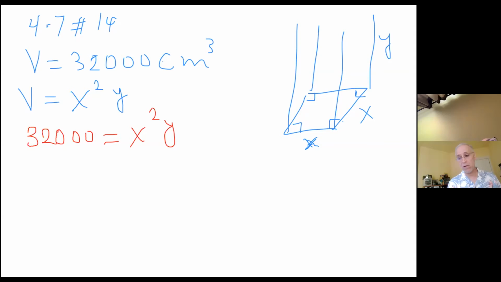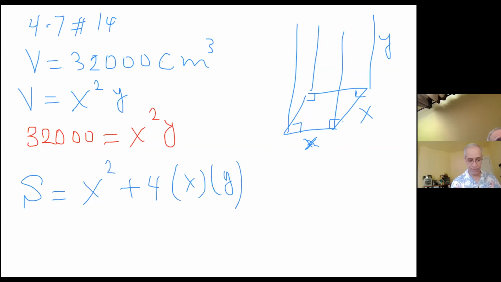But the problem is talking about the surface area. What is the surface area for this box? Since it doesn't have a top, then I have x to the second for the area of the base, plus 4 times each side, which is going to be x times y. And right now I do have a problem. If I want to take the derivative of this, I have two variables, x and y. So do I take the derivative in relation to x or in relation to y?